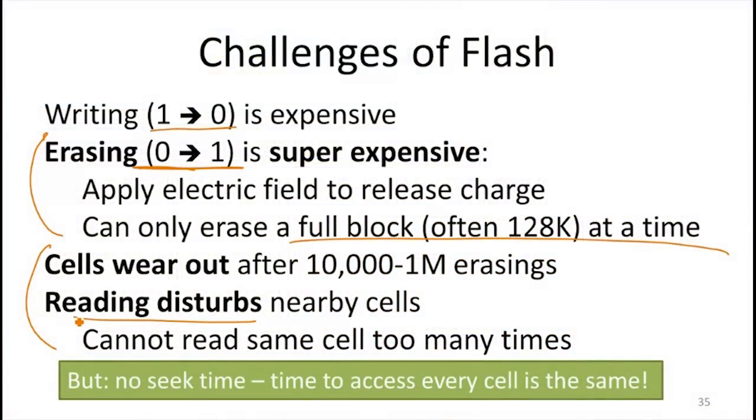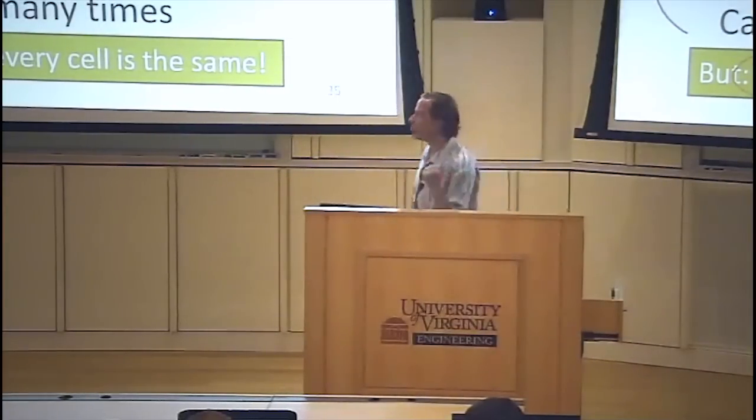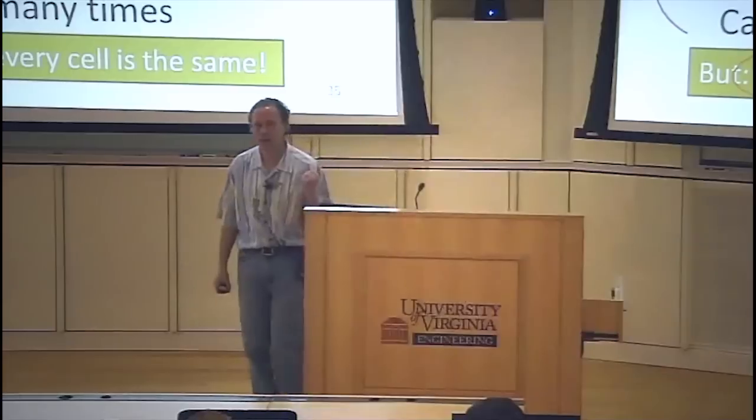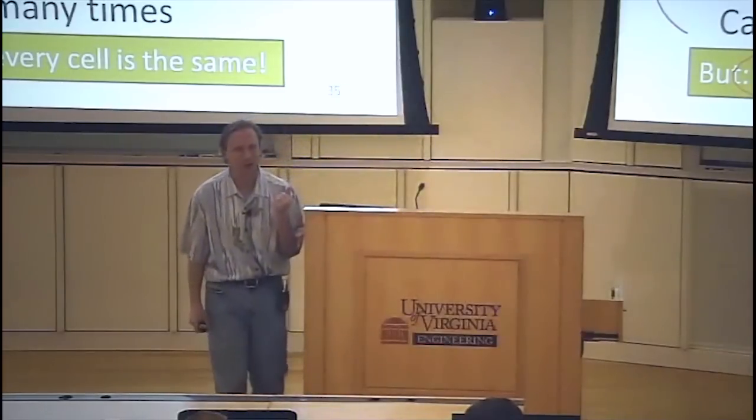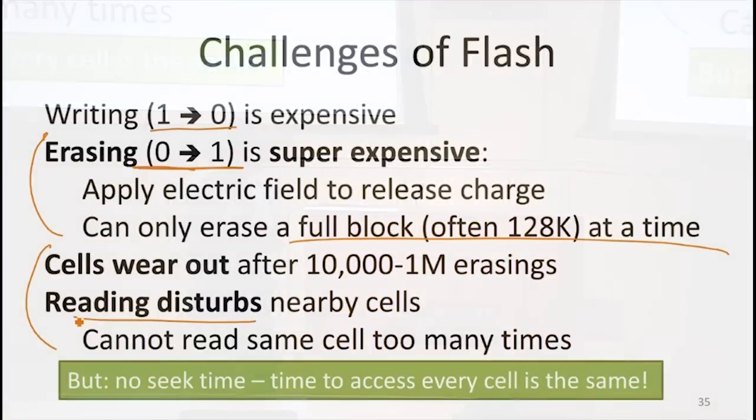The other thing that happens that makes things complicated, when you read a cell, it actually disturbs the nearby cells. It doesn't make them lose their values right away, but if you do many reads in the same place, the cells nearby might lose their value. So you've got to be careful that you don't read the same cell too many times. But the good thing is that there's no seek time. So some of the things that are complicated for building a disk-based file system that performs well now are simple, because all blocks cost the same amount of time to access.